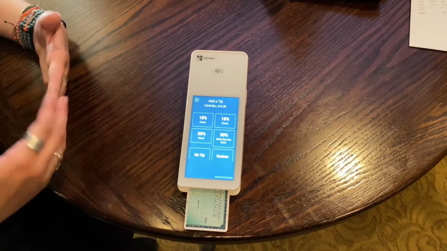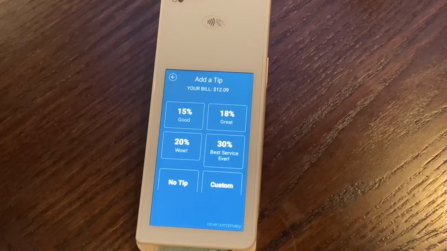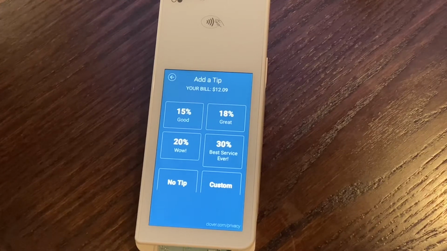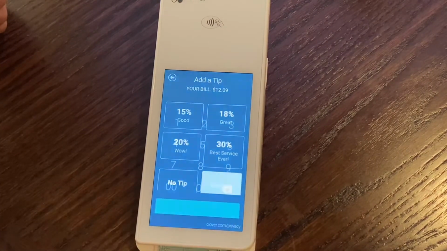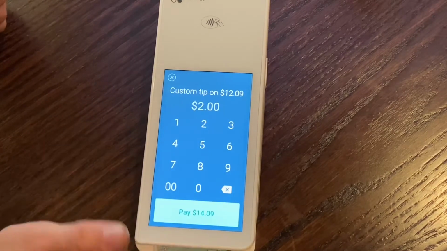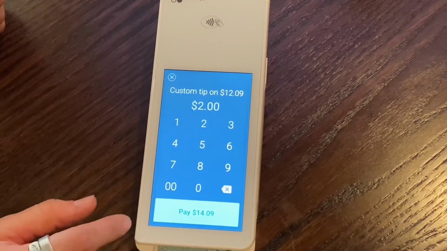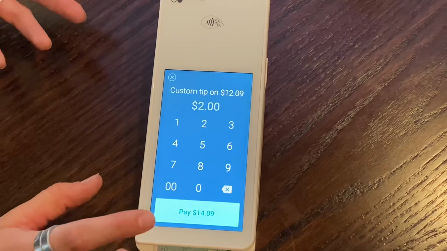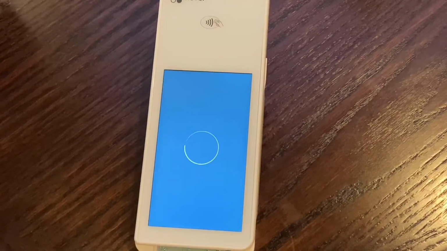At this point, I either hold the Clover or I hand it over to the member or guest so that they are allowed to make a tip if they would like. In our example, we did a $2 tip, so we will continue with that. And then the member usually can read and will understand and hit pay.